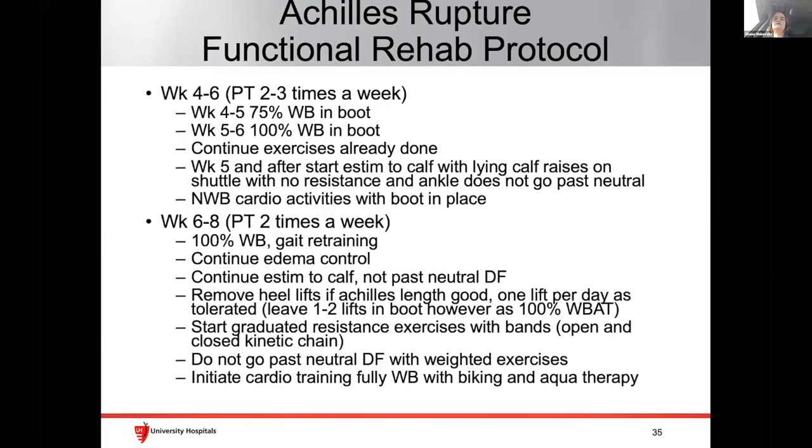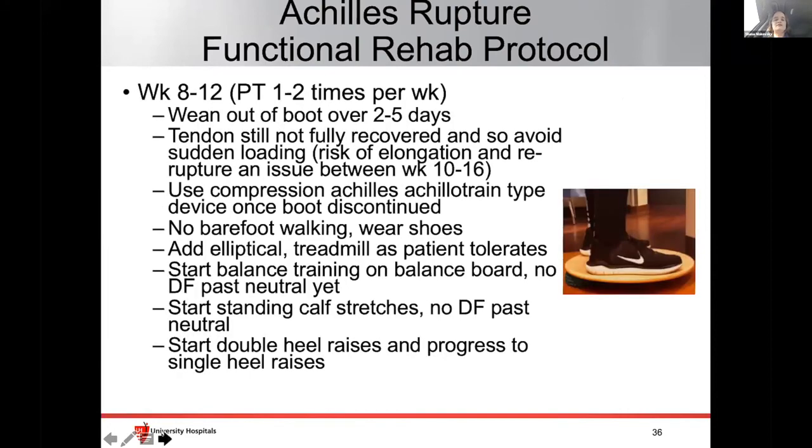have to avoid hyperdorsiflexion. And so as you progress through the protocol, by week 6 to 8, you're 100% weight bearing. You're trying to do removal of the heel lifts. You're trying to do more increased difficulty resistance bands, and you start weight bearing cardio. So as you can see, it takes a long time to recover, and also the protocol is quite intense. Once you get to week 12 to 16, then you start to do lunges.